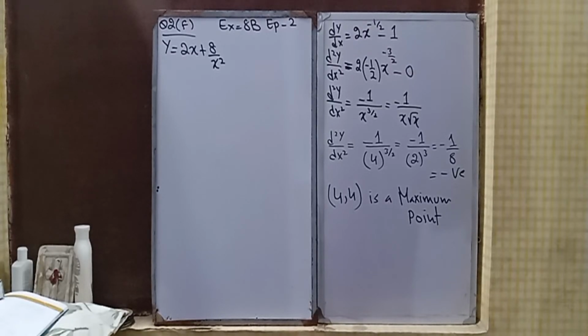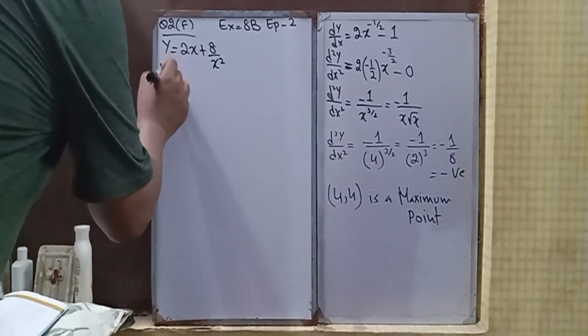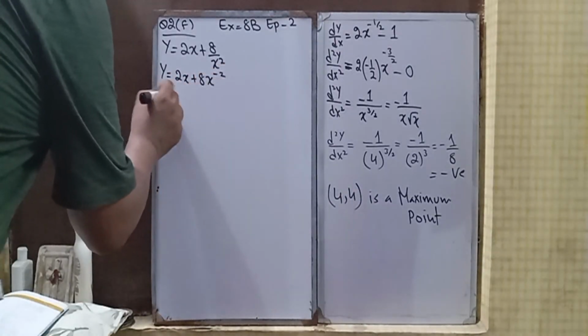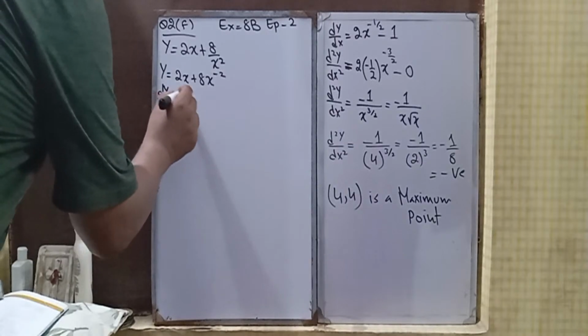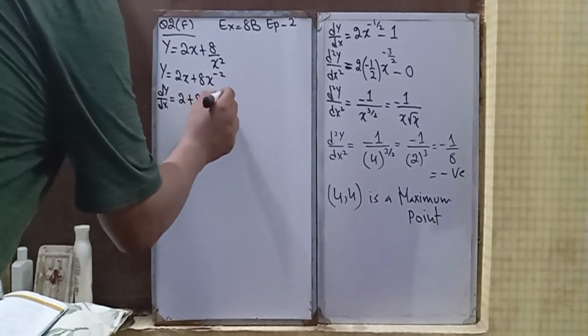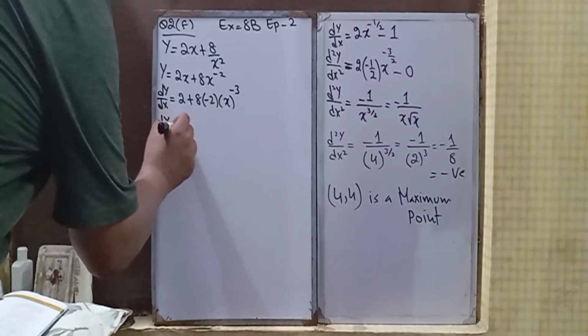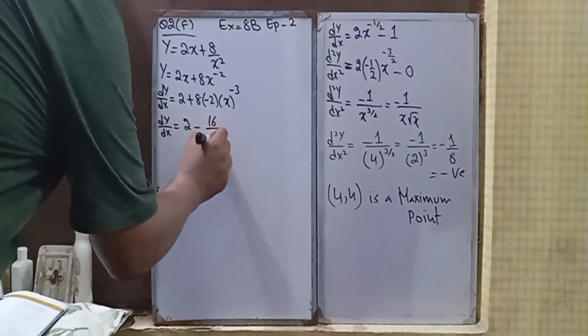Find the coordinates of the stationary points on each of the following curves and determine the nature of each stationary point. Okay, so first of all, I will make the shape a little friendlier for the differentiation, and then I will find the first derivative. So my y will be equals to the 2x plus 8 into the x raised to power minus 2. Then I will differentiate it. So we will have 2 plus 8 into minus 2 into the x raised to power minus 3. So my dy by the dx is equals to 2 minus 16 divided by the x cube.